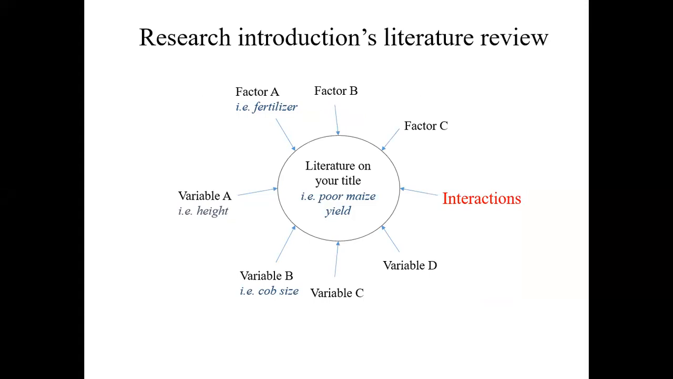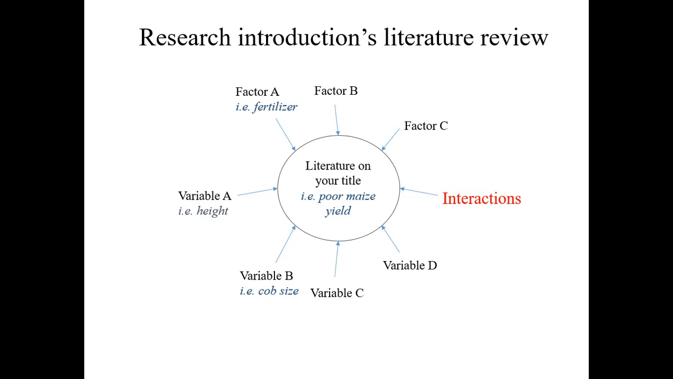It's just finding out what you are working on, and then finding out what your objectives will be, and then finding out what you can hypothesize. So in this literature review, what you look at is exactly what you are working on. If you are working with a factor, a factor is a treatment. It's what you apply to change the performance of maize. If you apply a fertilizer, fertilizer is a factor, and what you measure is called a variable or a parameter. Height is a variable.